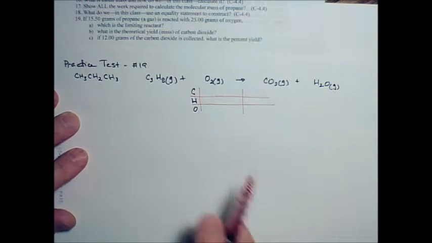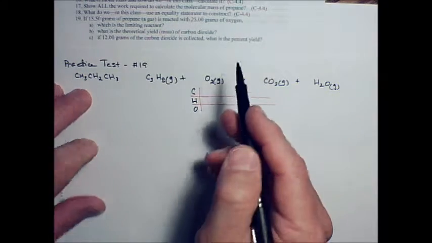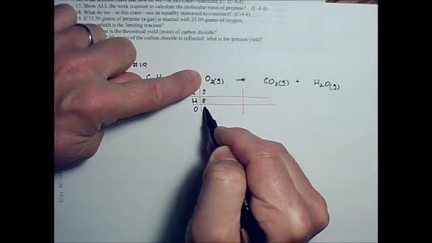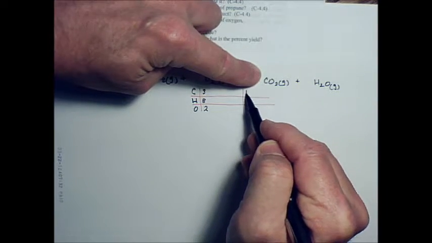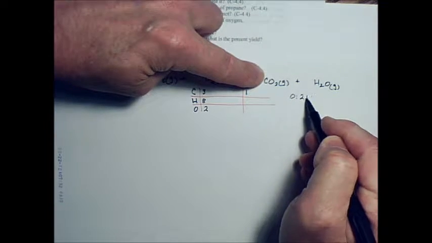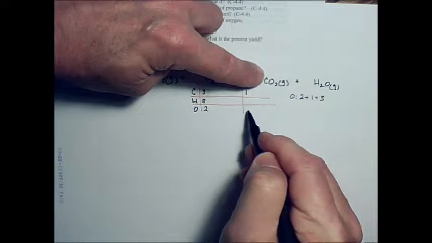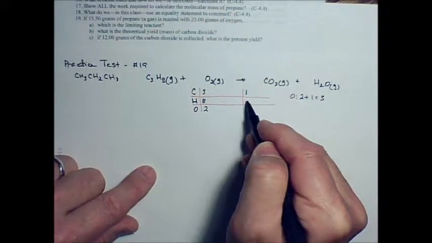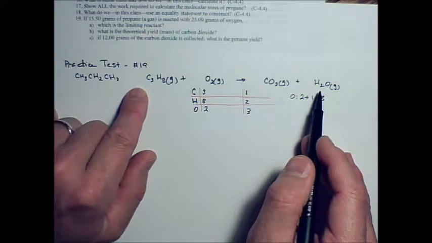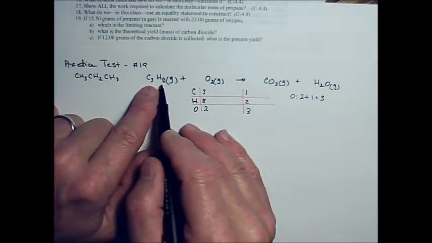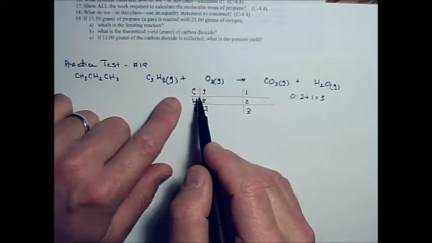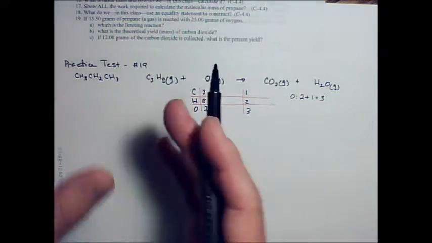I want to do an atom inventory and balance the equation. I'm starting out with 3 carbons, 8 hydrogens, and 2 oxygens on the left. On the right-hand side, I've got 1 carbon, 2 oxygens here and 1 here, so 3 oxygens, and I've got 2 hydrogens. I want to use only coefficients in front of each of these chemical formulas. I can't mess with the formulas once they're done. I can only use coefficients in the balanced equation to get all the atoms to be equal on both sides.